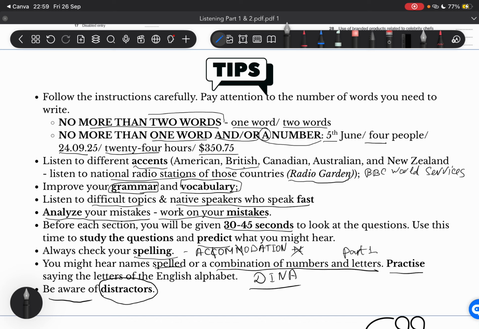So you have to listen to the recording fully, not just hear the answer and rush to choose the answer. No, you should listen to that part fully to be sure that it is the answer, not just a distractor. You'll be familiar with some of them as you do some practice tests.